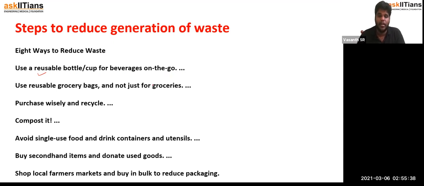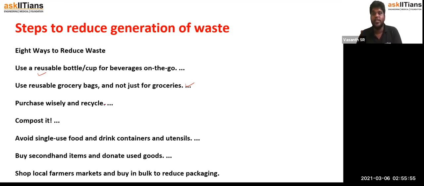Okay? And stop asking for plastic bags. Instead, carry your own bag. That will help you carry things without leaving a carbon footprint when you go buy groceries, vegetables, anything.